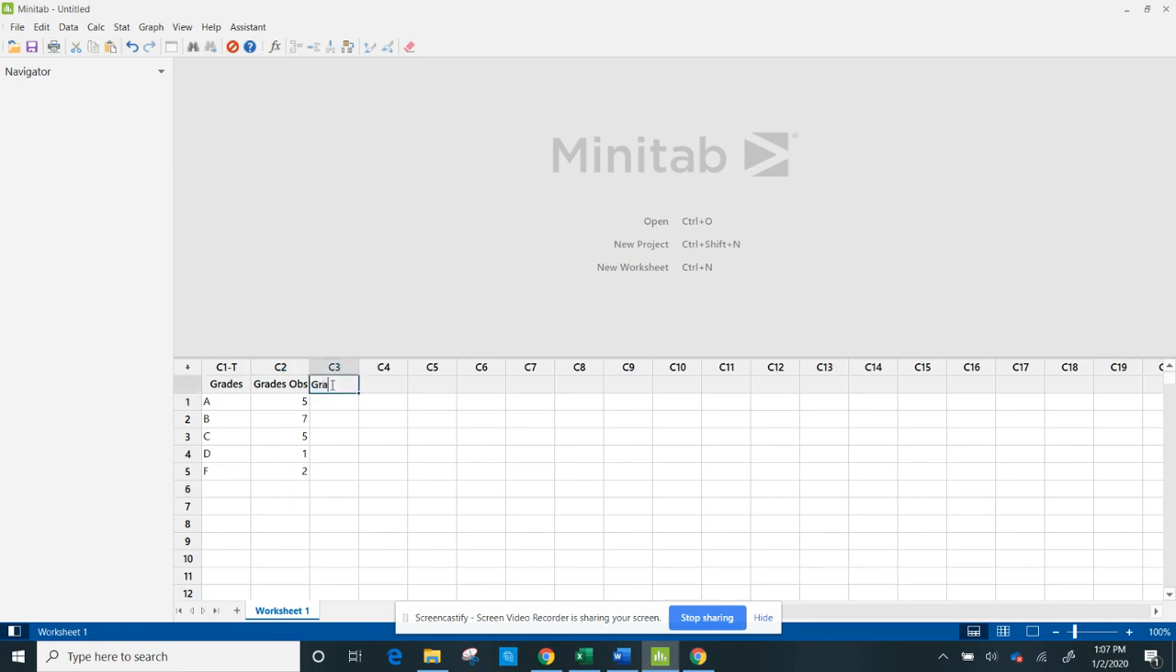Now I want to do my grades expected. And remember, these are proportions, so I'm just going to put the proportions in. So that I have everything I need, I have everything I got from the problem, and I'm ready to go. So I've got grades, grade observed, and grade expected.